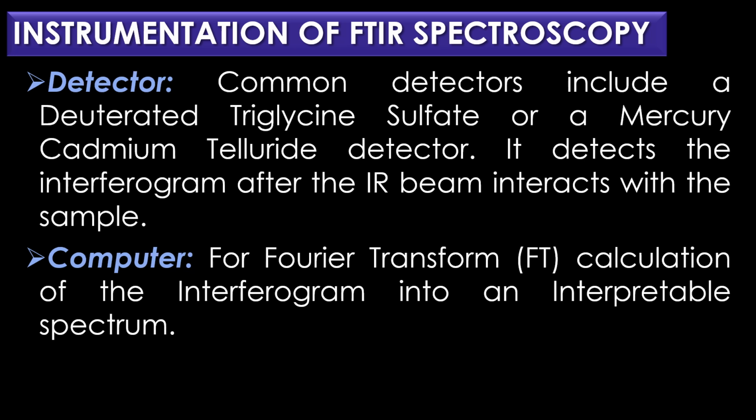The fourth part of the FTIR spectroscopy is detector. Common detectors include a deuterated triglycine sulfate or a mercury cadmium telluride detector. It detects the interferogram after the IR beam interacts with the sample. The fifth and final part of the FTIR spectroscopy is computer. Computer is used for Fourier transform calculation of the interferogram into an interpretable spectrum.